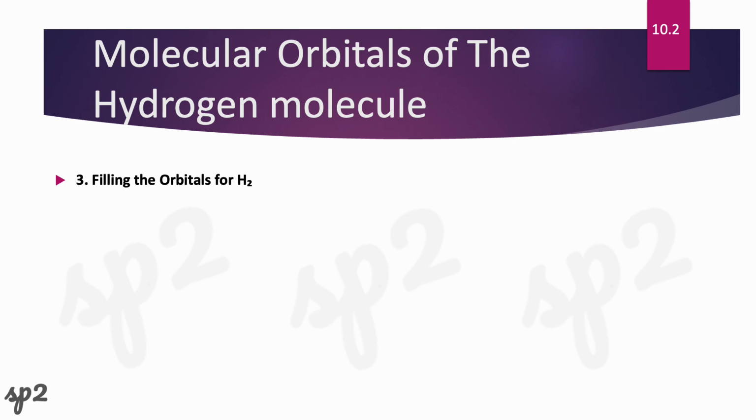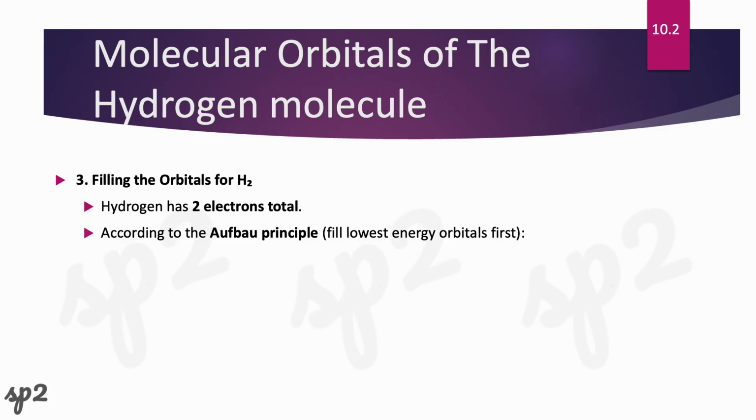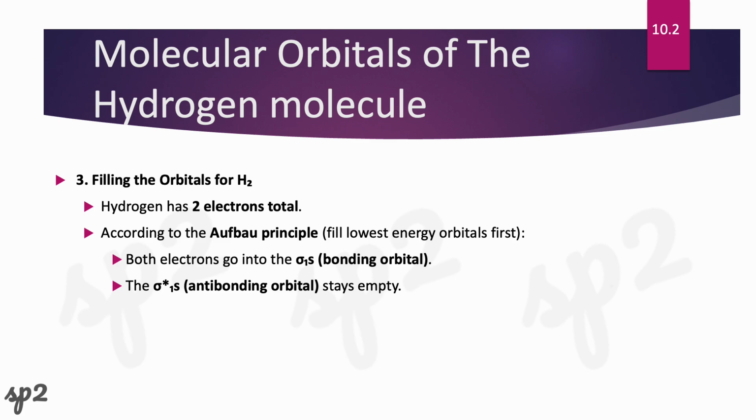When you have made all of your sigma and sigma star molecular orbitals, you're ready to start filling the orbitals with electrons. Hydrogen has 2 electrons in total for the hydrogen molecule, H2. According to the Aufbau principle, we start by filling the lowest energy orbitals first. Both electrons go into the sigma 1s, the bonding orbital, because that has lower energy. The sigma star, the anti-bonding, stays empty because we don't have any more electrons to put into it.